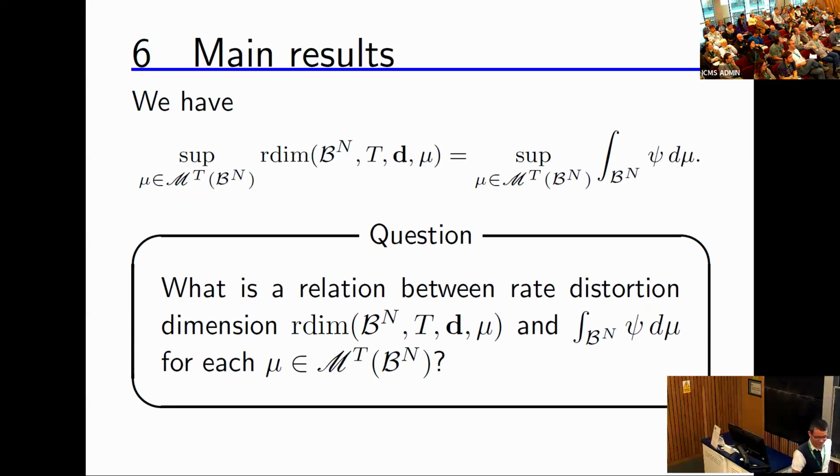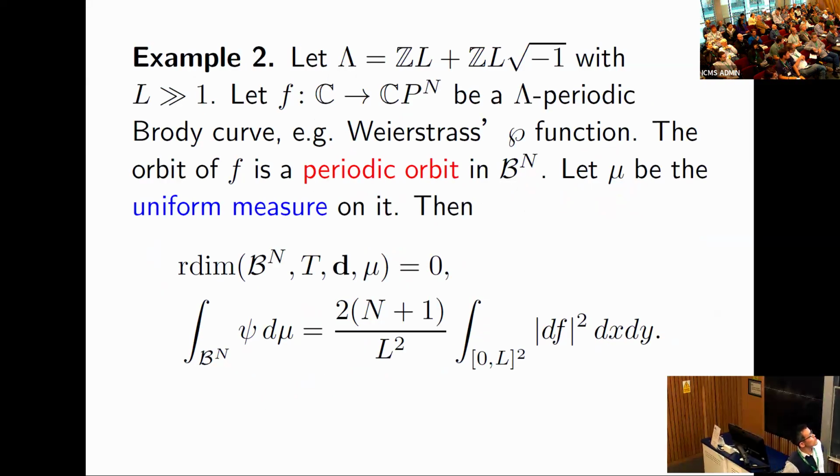So, very nice question. This is the formula. The left-hand side is the supremum of rate distortion dimension, and the right-hand side is the supremum of some such integral. Then a natural question arises. What is the relation between this rate distortion dimension and the integral for each individual measure mu? This is a new question. And before going into the solution, I want to look at some examples.